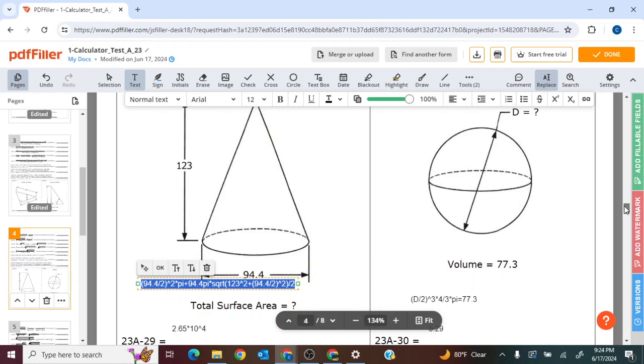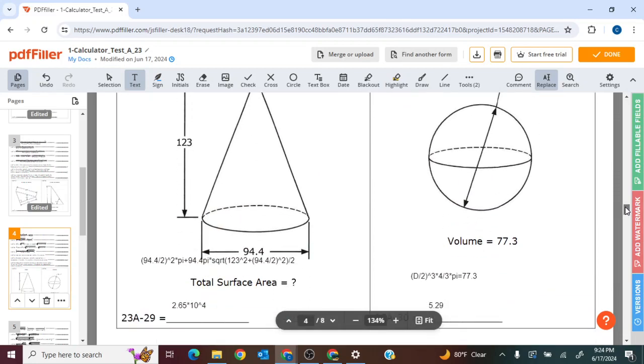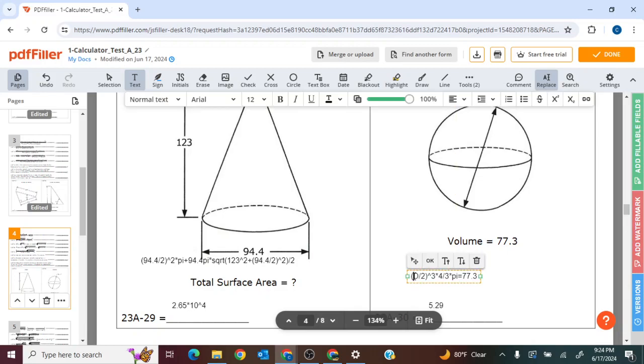And then the volume of a sphere. Well, the volume of a sphere is r cubed times 4 over 3 pi. And the radius is d over 2. Solve for d, and you get 5.29.